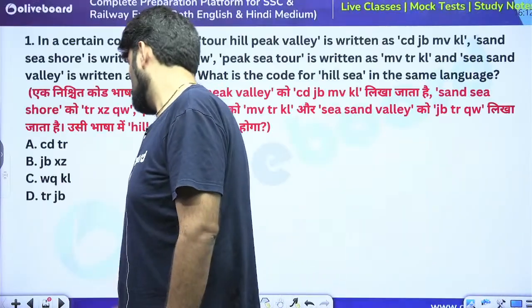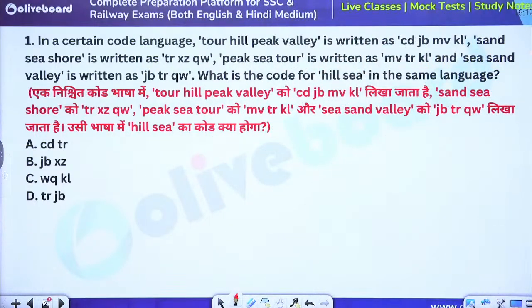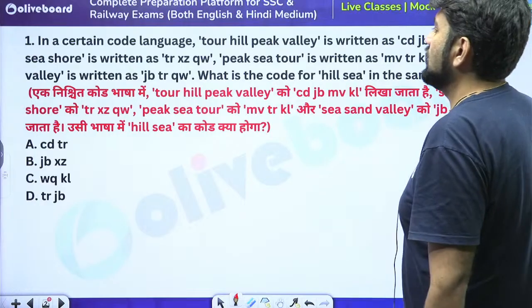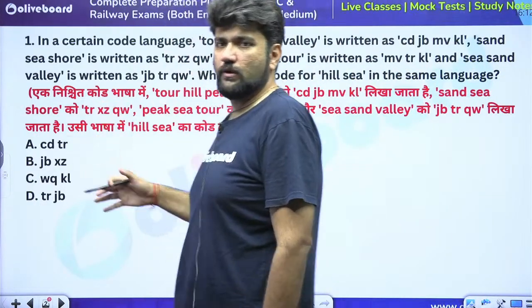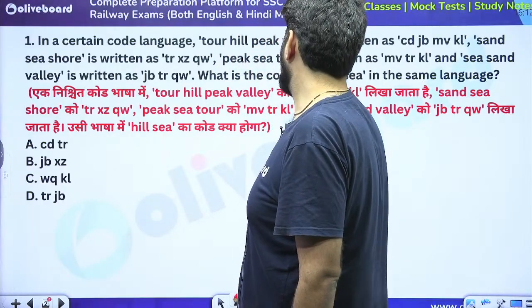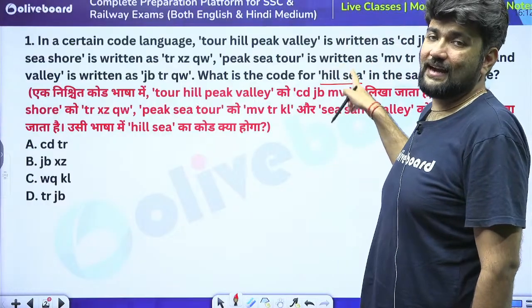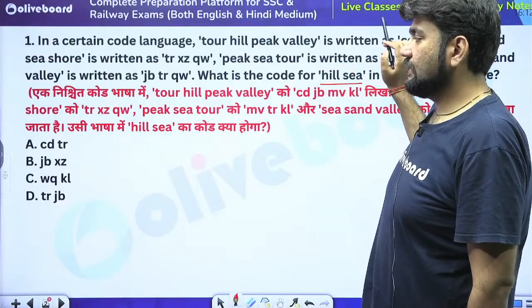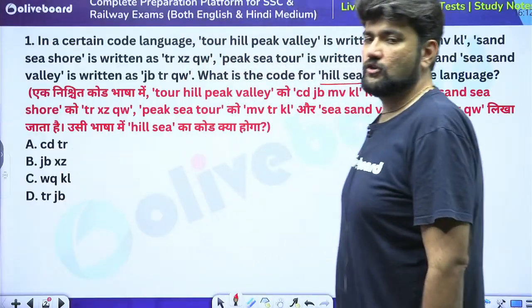Okay, so this is the very first question right in front of you. You can just hit the pause button here and then start solving. Right now, this question appears to be very simple. It's a simple coding decoding based question, but they have asked you the code for two words here, hill and sea. There are four distinct options, but everywhere two codes are being used. So what will you do?